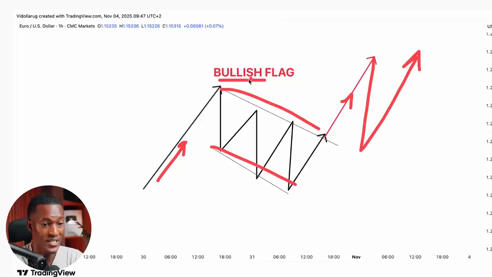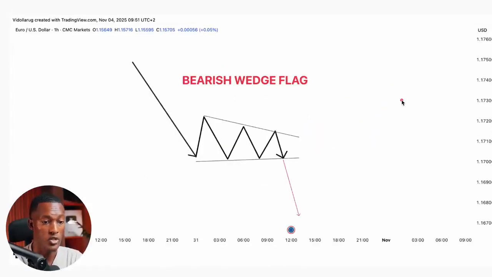Awesome. Let's get straight back into our breakdown. So we still have the bullish flag, and pretty much just like that, once the price breaks out, we expect a push to the upside.